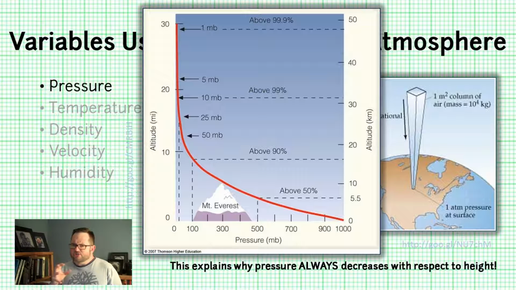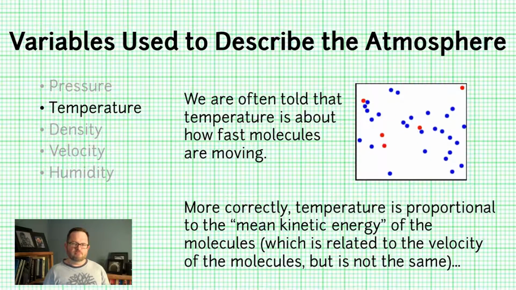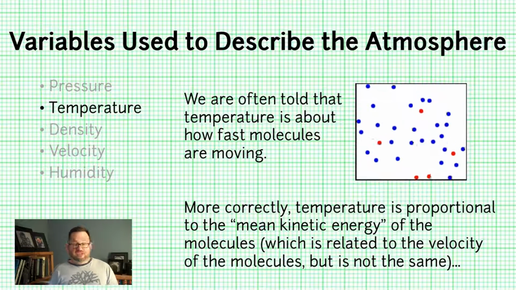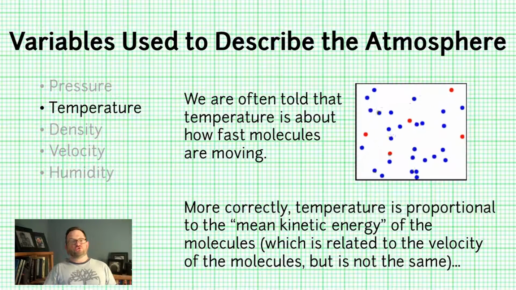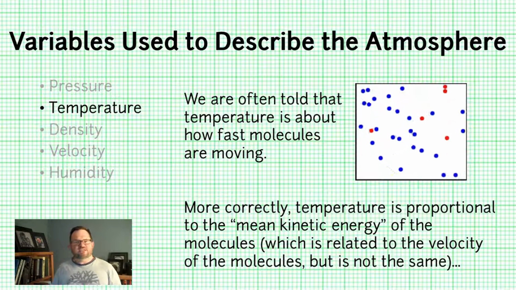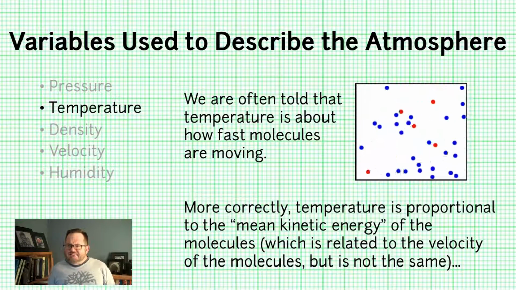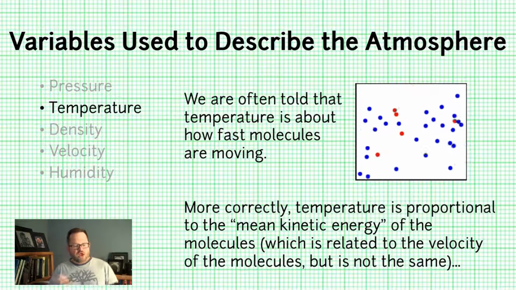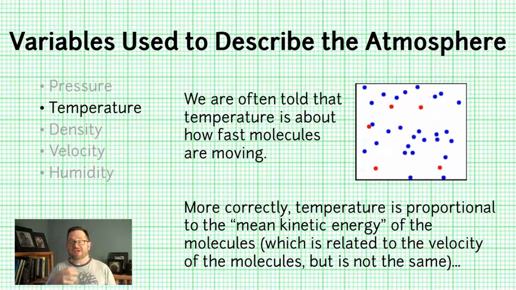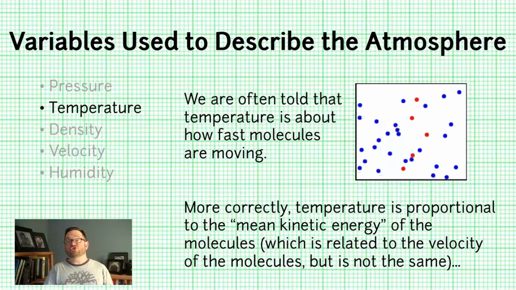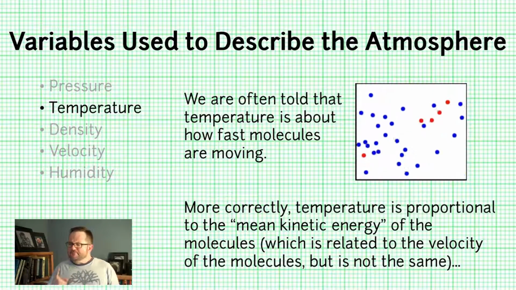All right. Pressure. Another one, temperature. Another state variable, to use the right term, that describes how the atmosphere is behaving. Now, it's a very common thing that even grade school kids in their science classes learn, that temperature is about how fast molecules are moving. And that's not a bad picture to have in your mind. On the other hand, it's probably more correct to say that temperature is proportional to the mean kinetic energy of the molecules. Let's be clear about that.